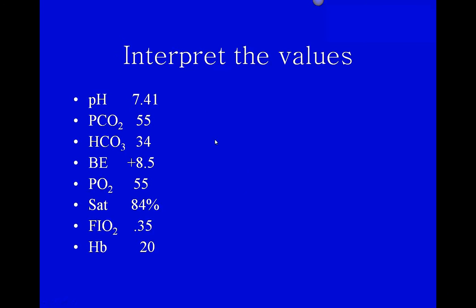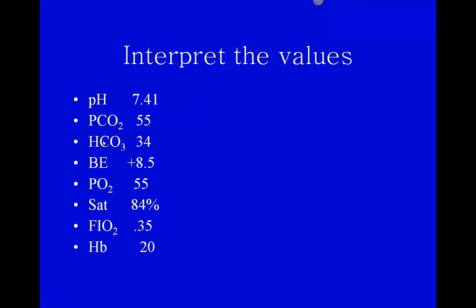So acid or alkaline pH, and hopefully you answered alkaline. Acid or alkaline CO2? Normal range is 35 to 45, so you have more CO2 than you should. So you have an acid CO2. This CO2 would cause the pH to move in an acid direction. This item alone, bicarb, I have extra bicarb. That moves the pH. Normal is 22 to 26. That moves the pH in an alkaline direction. So I have alkaline, acid, alkaline.